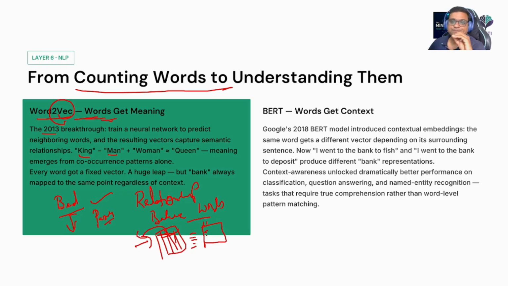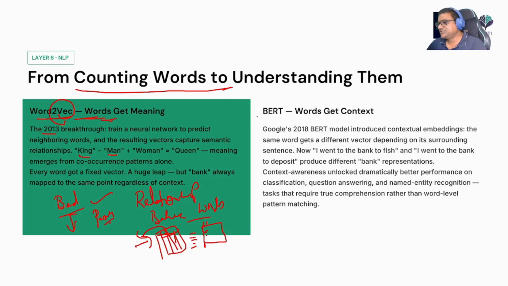Using the vector, it searches the master vector database, then extracts the meaning. But Word2Vec also has one limitation. The word bank had the same vector, whether we say I deposited my money in the bank or I sat near the river bank.